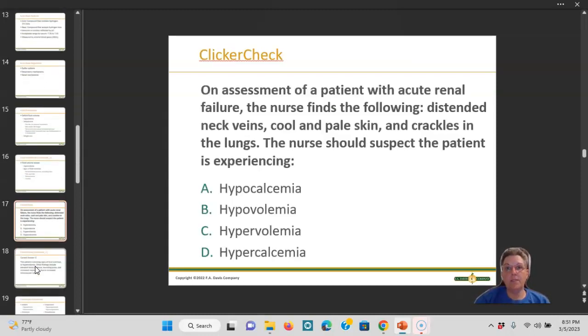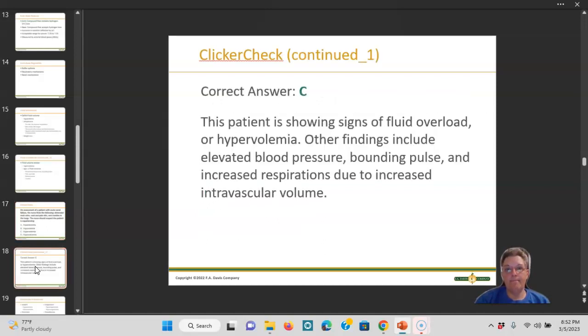All right, so on assessment of a patient in acute renal failure, the nurse finds the following: distended neck veins, cool pale skin, and crackles in the lungs. The nurse should suspect the patient is experiencing hypervolemia. Those are the key telltale signs: bounding pulse, elevated blood pressure, increased respirations, and wet.